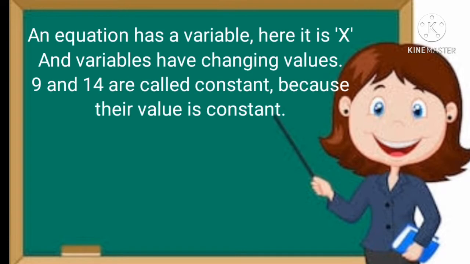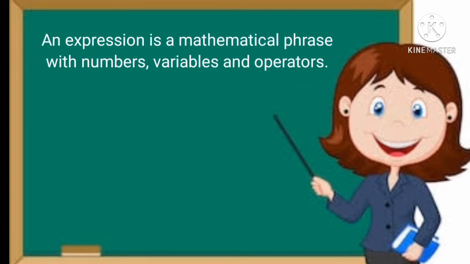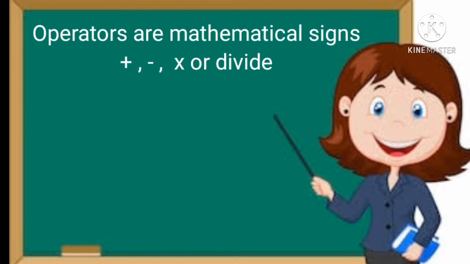An equation has a variable. Here it is x, and variables have changing values. 9 and 14 are called constants because their value is constant. Let us now learn the difference between expressions and equations. An expression is a mathematical phrase with numbers, variables, and operators. Operators are mathematical signs like plus, minus, multiply, or divide.